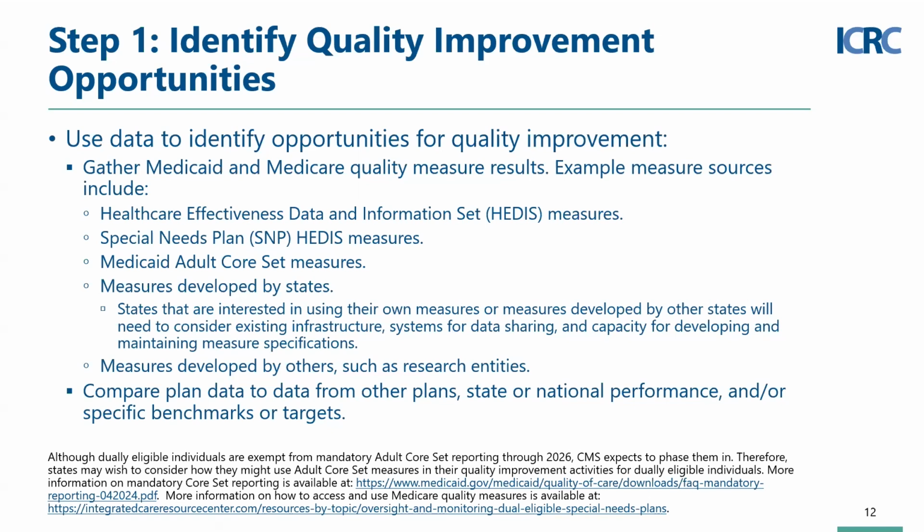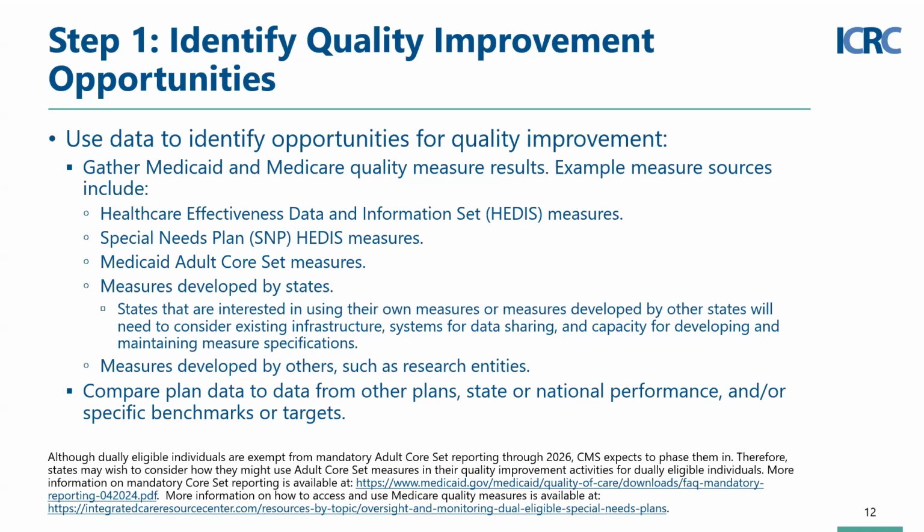Other example measure sources include the Medicaid Adult Core Set measures, measures developed by states, and measures developed by others, such as research entities. States that are interested in using adult core set measures should note that although dually eligible individuals are exempt from mandatory adult core set reporting through 2026, CMS expects to phase them in. Although dually eligible individuals are currently exempt from mandatory reporting, some states have already started to collect and report data on this population. We included more information on core set reporting at the bottom of this slide.